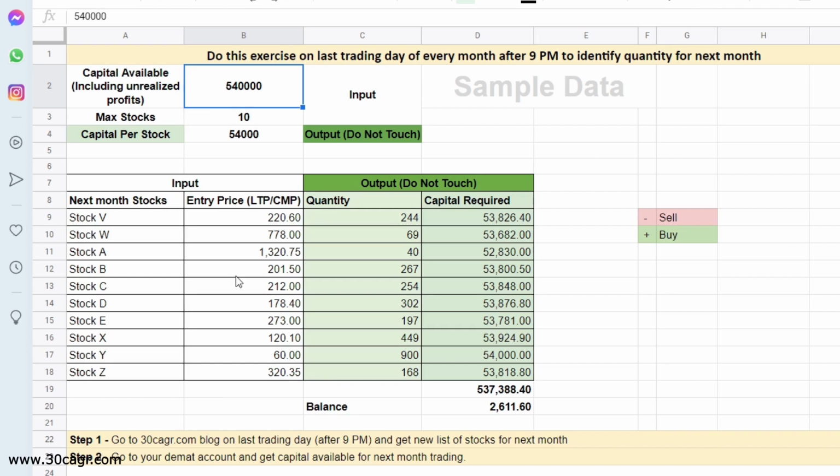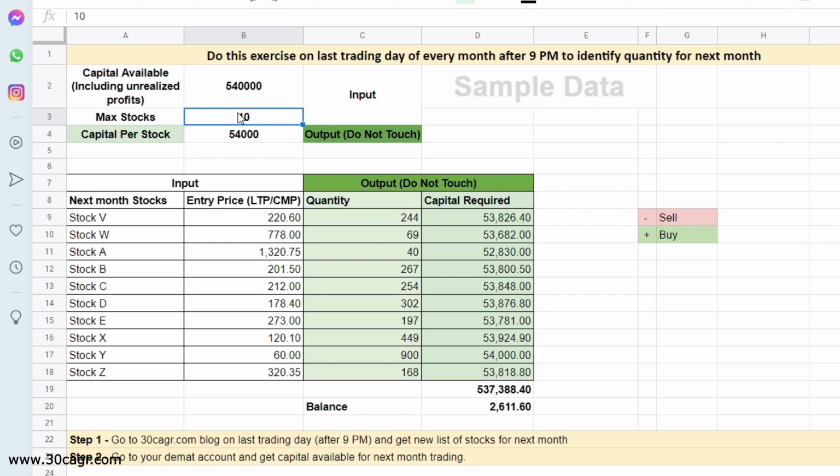I'm assuming that you do this calculation around 9 or 9:30 after I post the list of new stocks on my blog. At that time, whether it is 80% or 100% that is showing in your broking account, you have to enter the full 100%, because that's the amount that you can trade with on the next day, right? And then the next is maximum stocks.